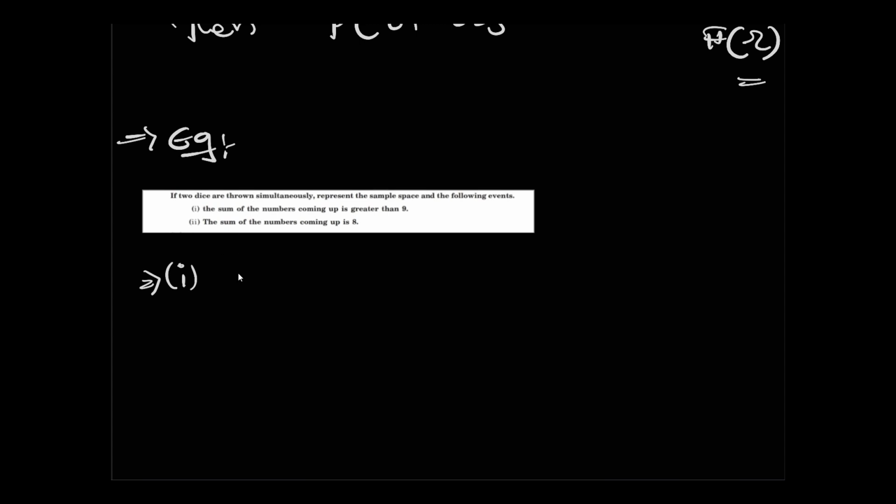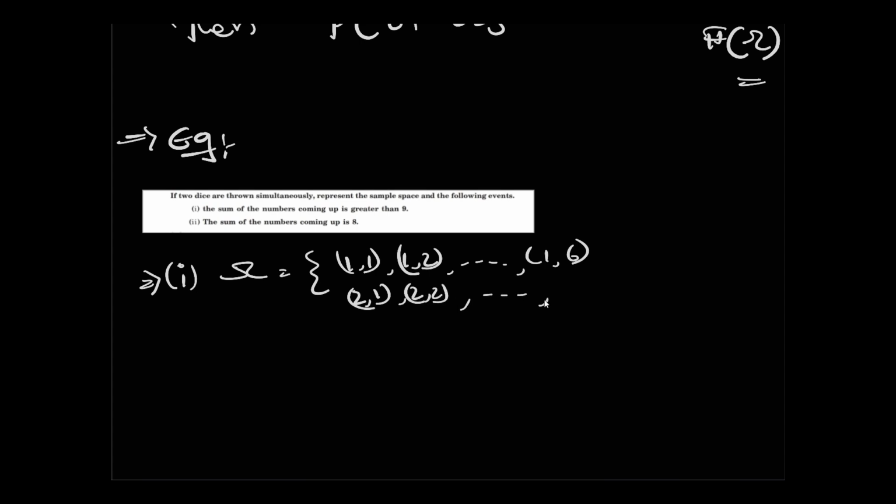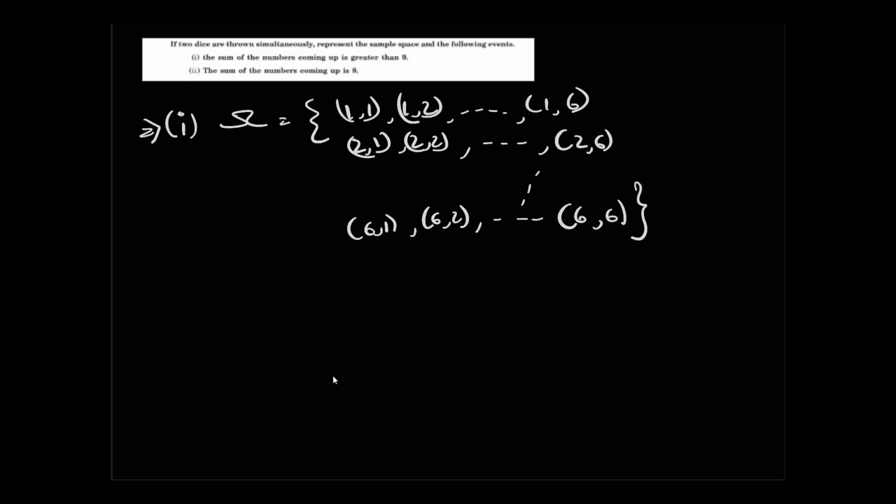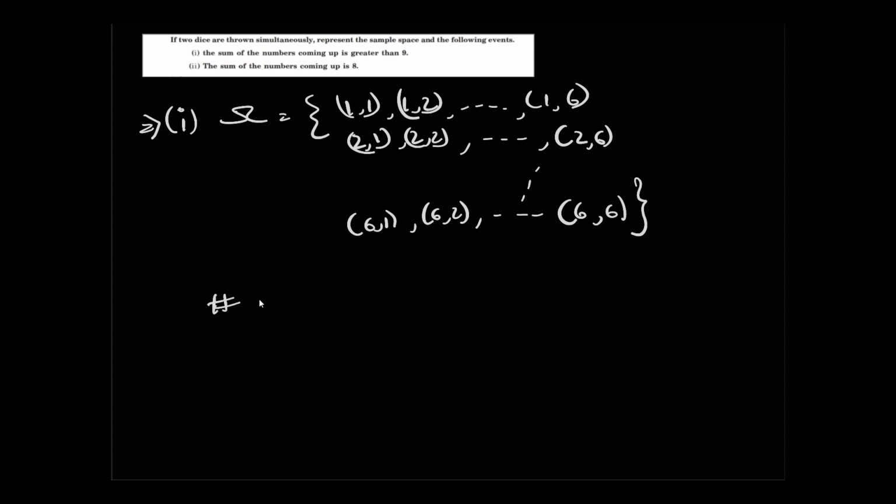Two dice are rolled simultaneously. So the omega will be 1 comma 1, 1 comma 2, and so on up to 1 comma 6, 2 comma 1, 2 comma 2, so on up to 2 comma 6, like that up to 6 comma 1, 6 comma 2, and so on up to 6 comma 6. This will be the sample space and the cardinality of the sample space will be 36.